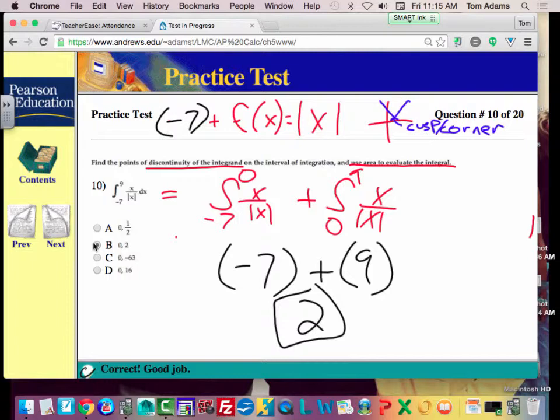I think they probably could have done the notation a little different. We know that 0 is the point of discontinuity, right? And that 2 is the actual area under the curve. Okay. Any questions on this one? Does that make sense to you guys? All right, let's do problem number 16.